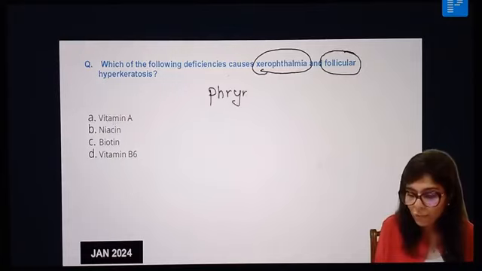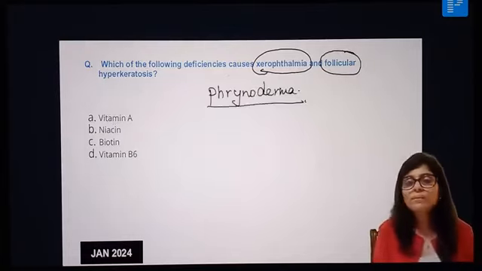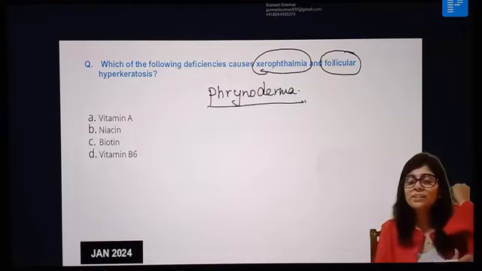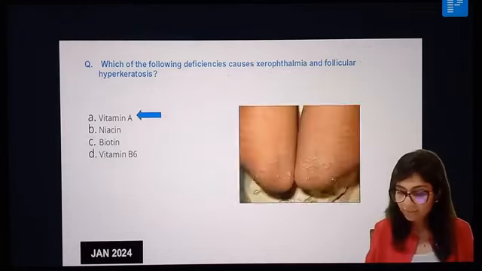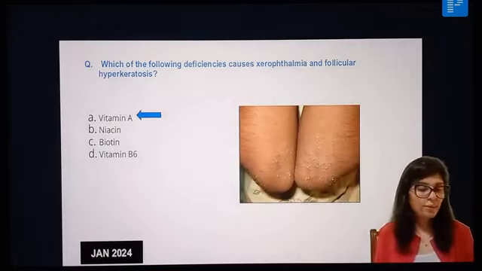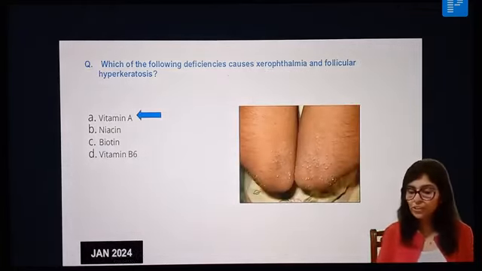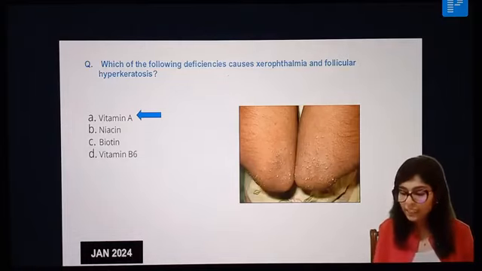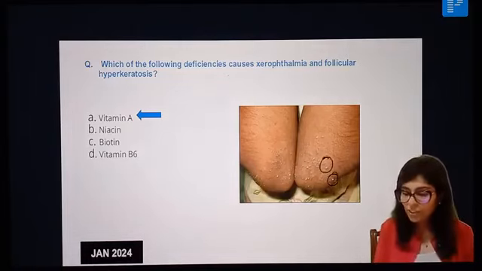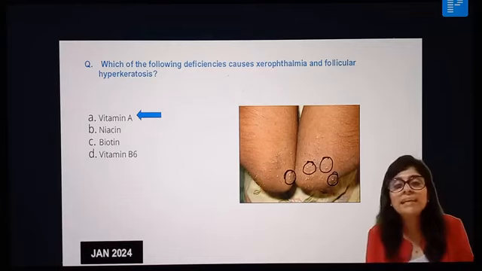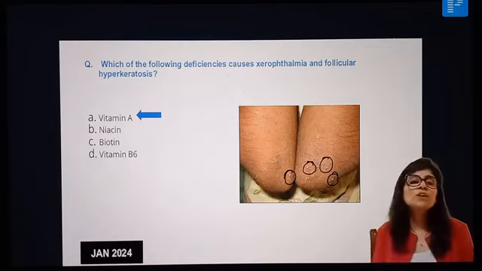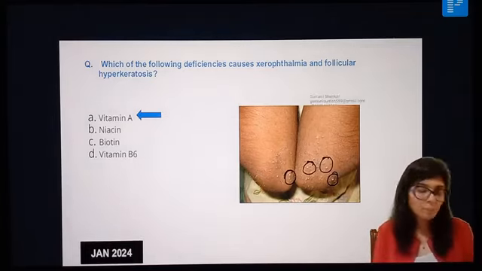Follicular hyperkeratosis is nothing but phrynoderma. What is phrynoderma? You will see small papular lesions in the back of the elbow. Okay, so look at this. Can you see that? This is follicular hyperkeratosis, when you see small papular lesions with a keratin plug at the tip. Can you see the white colored plug at the tip? That is why it is called follicular hyperkeratosis, because you see a keratin plug. This is phrynoderma caused by vitamin A deficiency.